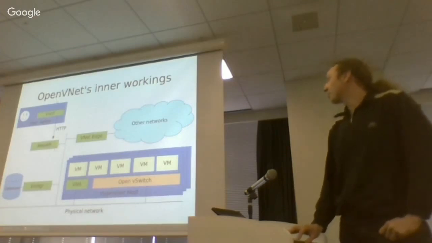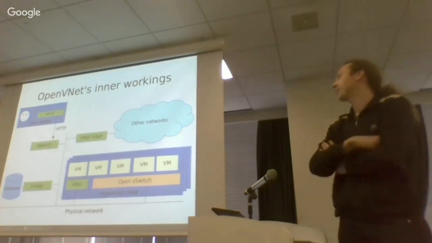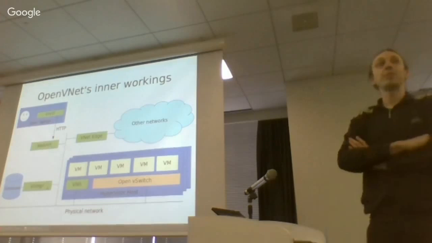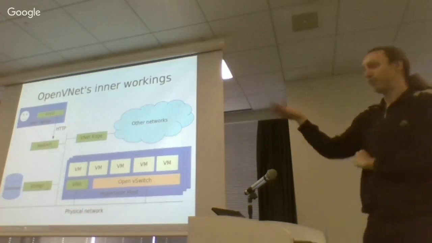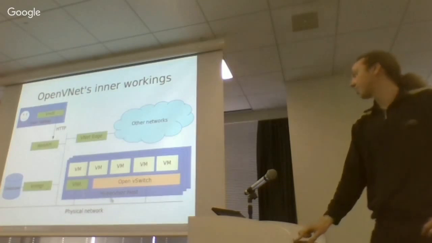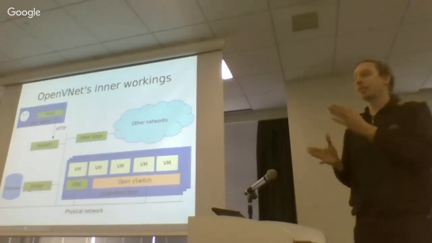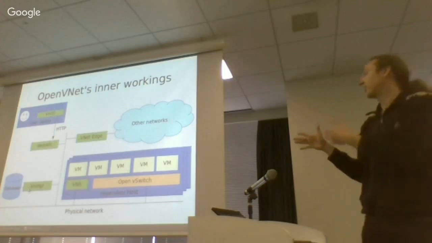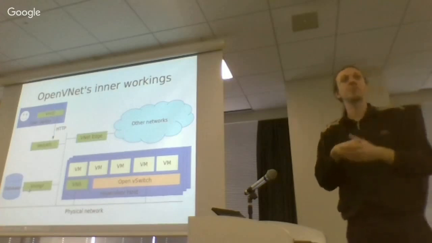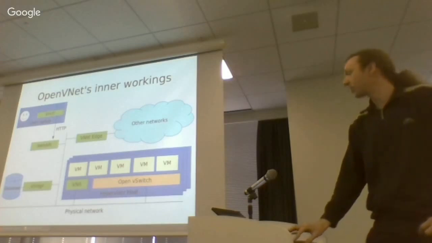So the user tells OpenVNet he wants some networks. Then the web API will send a message to the VNet manager. And this thing has an overview of the whole system. Like, there's a hypervisor host over here, and there's a couple more. And vnmgr will know how many there are, which have which virtual machines, and which networks. It has the whole picture, pretty much. And all of that is stored in a MySQL database.